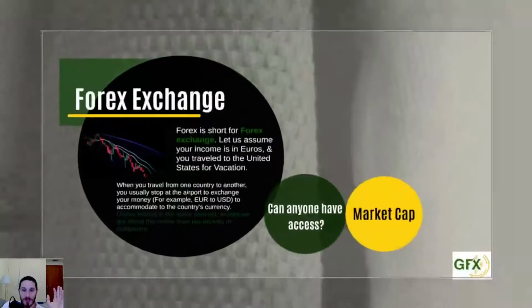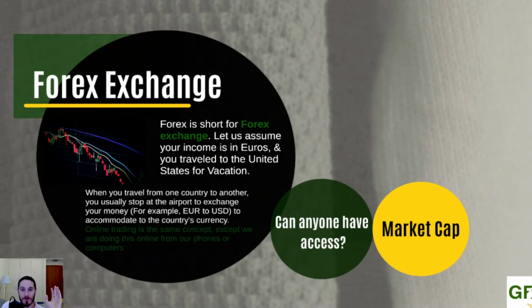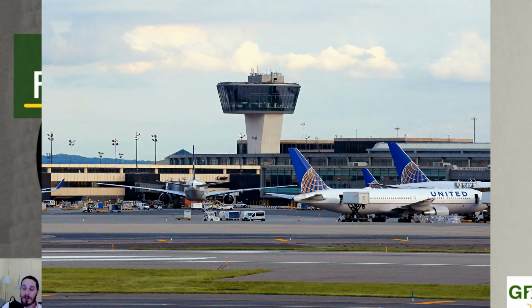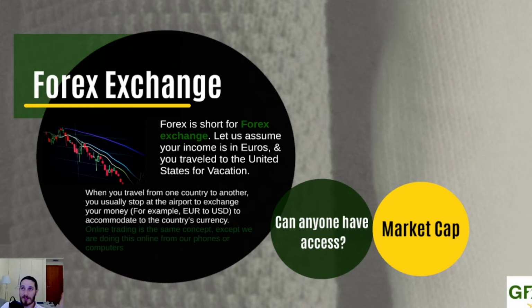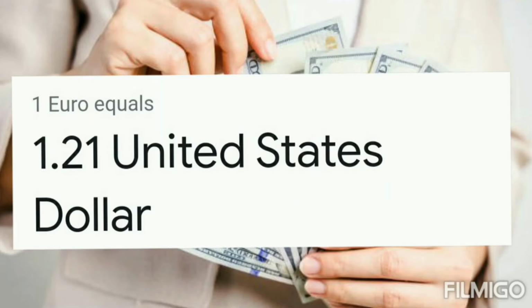Let's go through what is Forex for now. Forex is short for foreign exchange. So let's say you're in Germany right now, your income is in euros. You want to travel to the United States. So you go to the United States. There's an exchange shop at the airport because you're going to need dollars to spend. No one takes euros in the United States. It's the main currency for the country. So you go to the airport, you exchange your euros to dollars. That's Euro USD. That's an exchange right there.